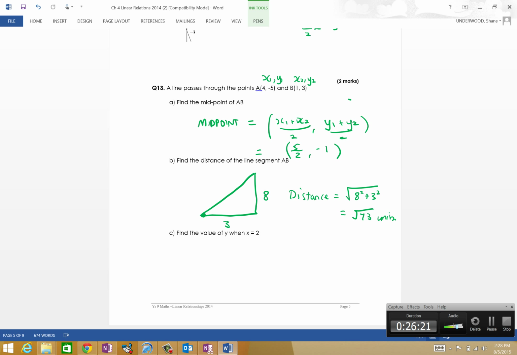Find the value of y. You can't use a CAS though, not for your tests. You can for your application tasks. Find the value of y when x equals 2.